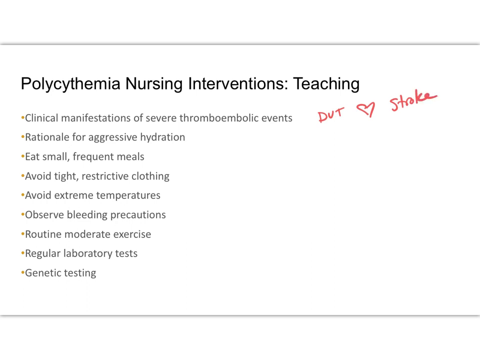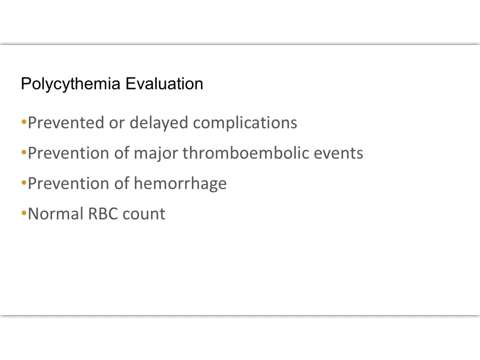Why do they need to drink a lot of fluids? Your blood is super concentrated. It can get blocked, stuffed up. May need to have smaller, more frequent meals just for comfort because of the enlarged spleen. Tight restrictive clothing could be a risk for blood clots, impact flow. Extreme temperatures can be a trigger for issues. We want them to have routine exercise, be active, that heart side. And we already talked about blood tests and genetics. Okay.